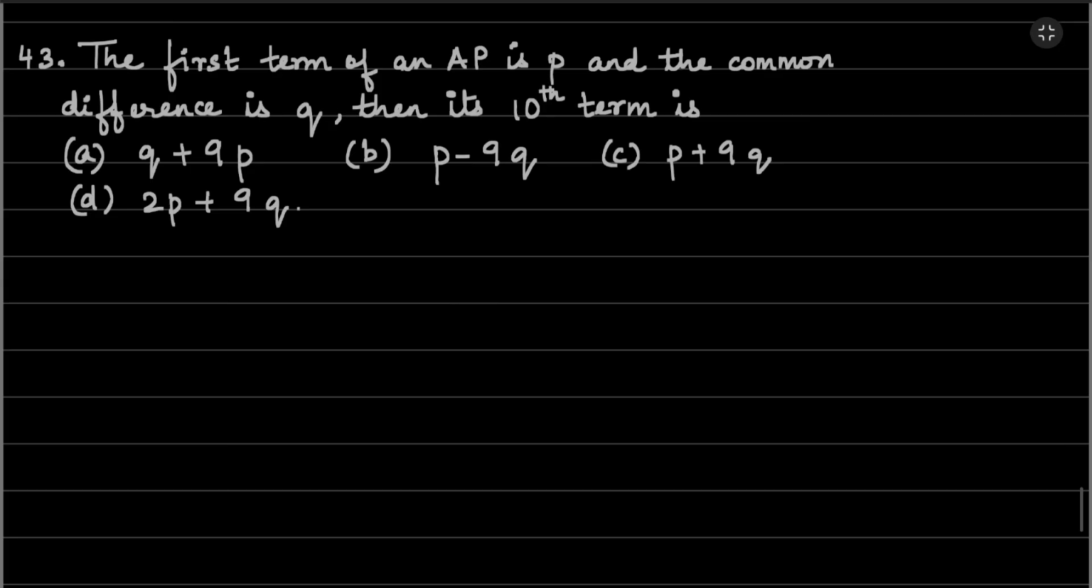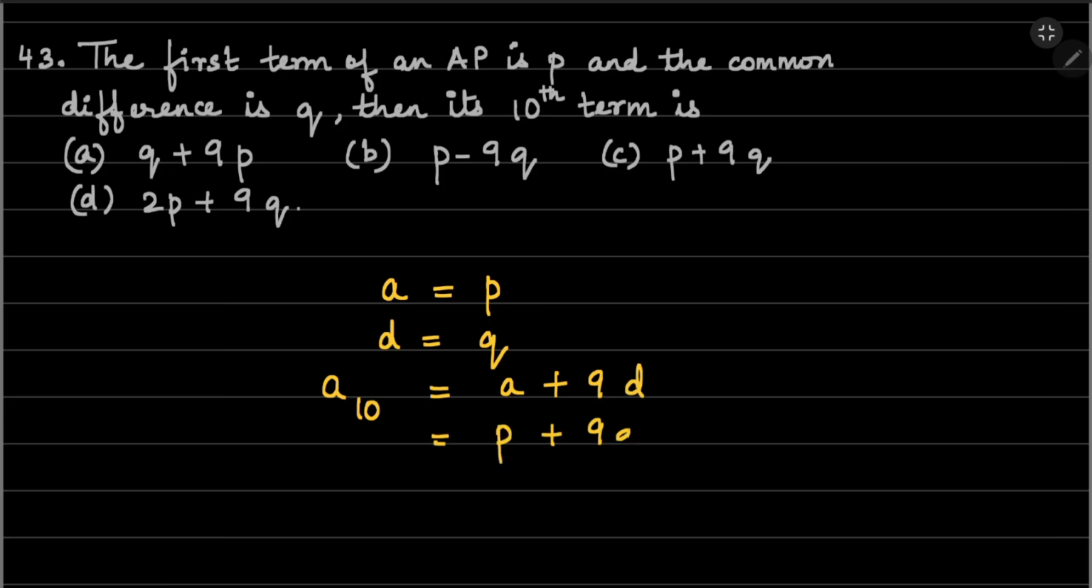Moving on to the next question. The first term of an AP is P. Again, I think a similar question was done earlier. The first term is P. The common difference is Q. What would be the 10th term? It's A plus 9 into D. A is nothing but P, plus 9 into Q. So P plus 9Q, which is option number C, is the correct answer.